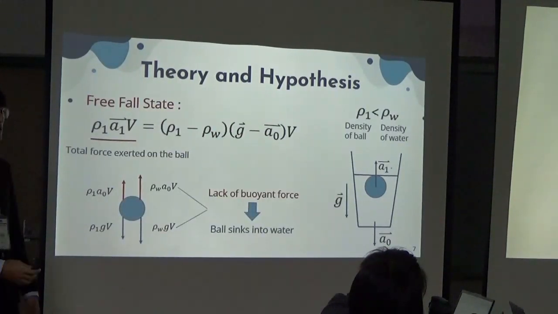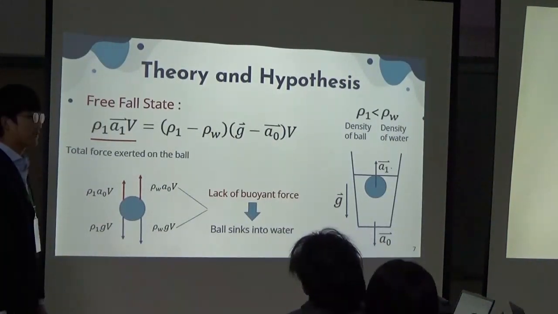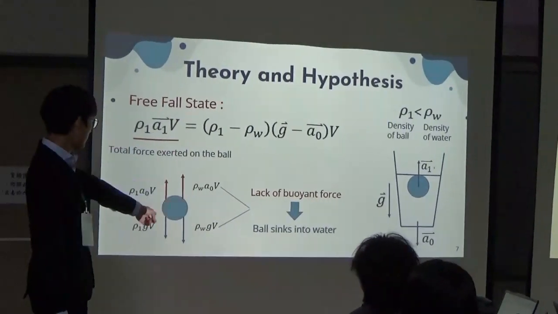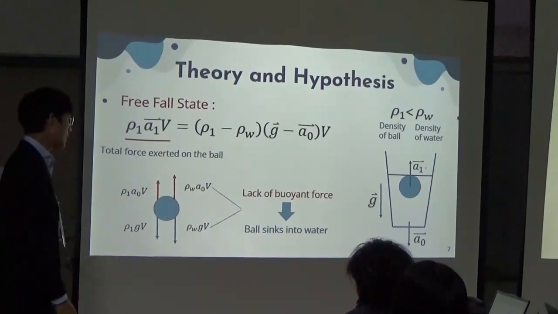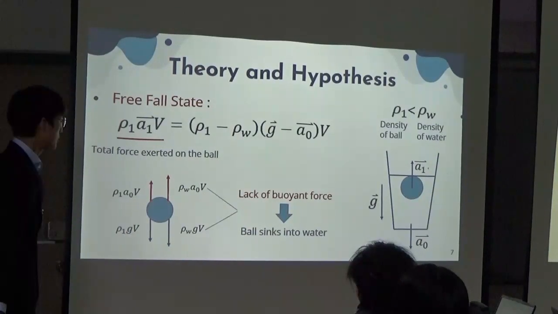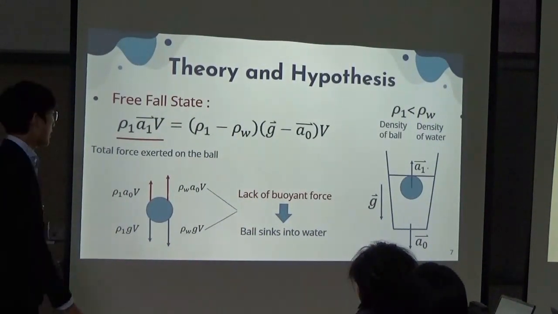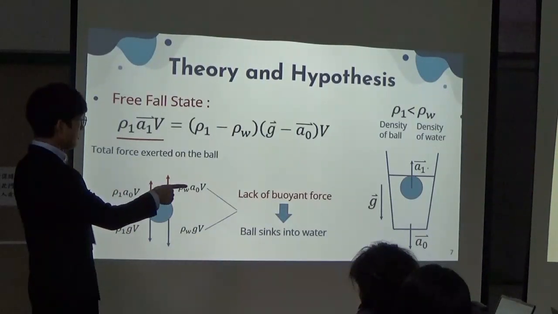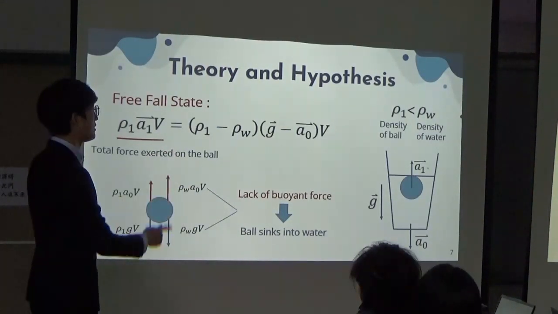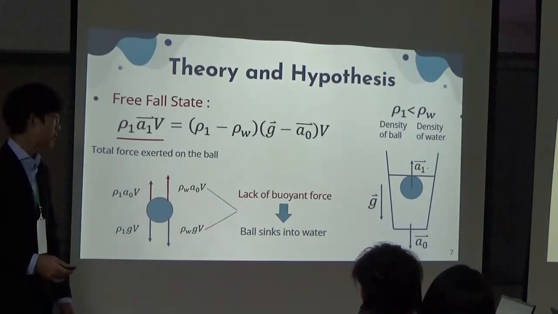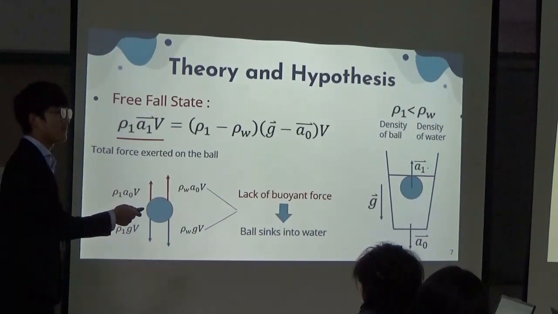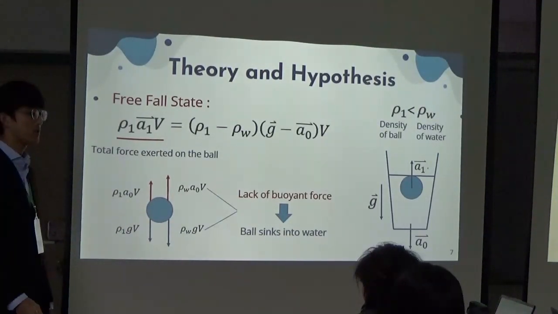And this is what happens during the free fall state. Here, the term on the left means the total force exerted on the ball, and it can be derived from the force diagram over here. These are the forces when we put the observer in the accelerating coordinate system. Because the acceleration of the system A0 is very close to the gravitational acceleration, the buoyant force can be neglected, and therefore the ball sinks into the water.